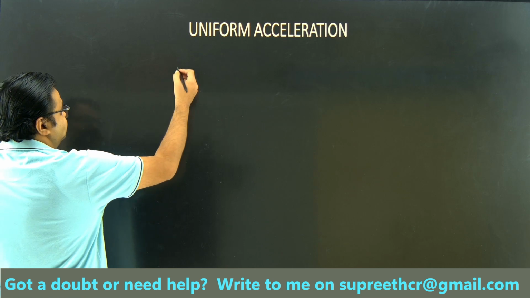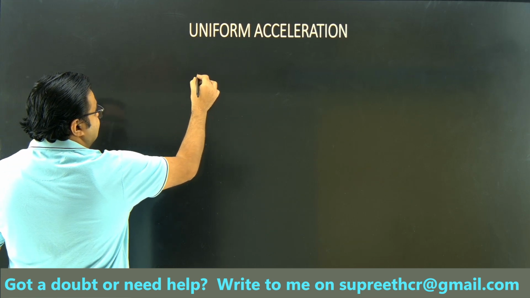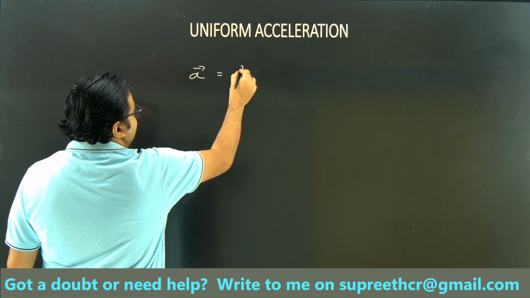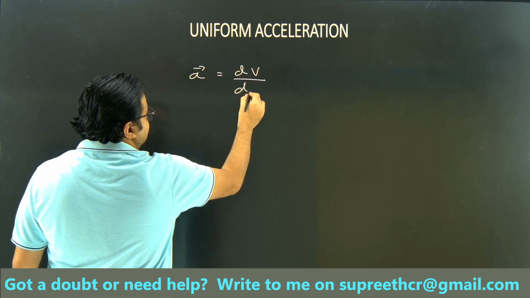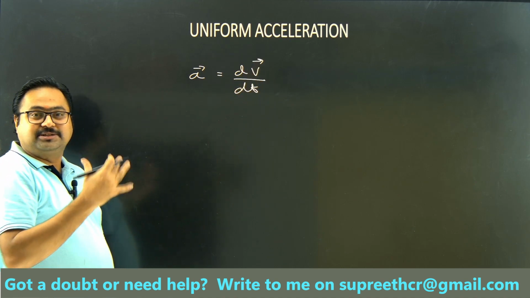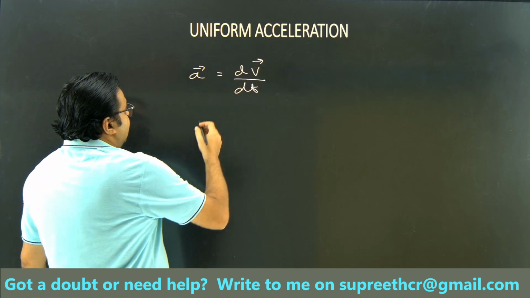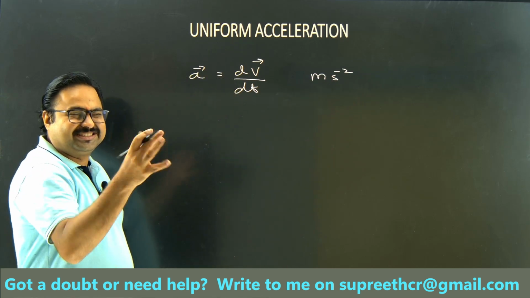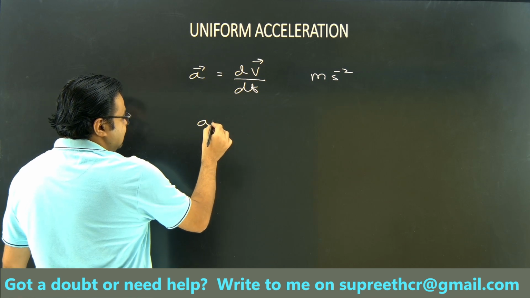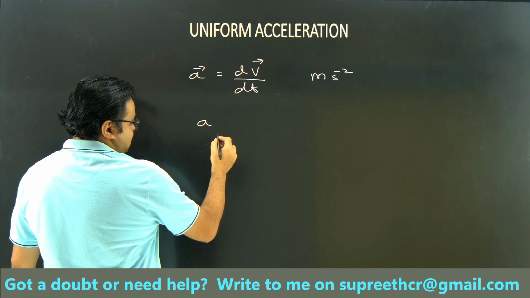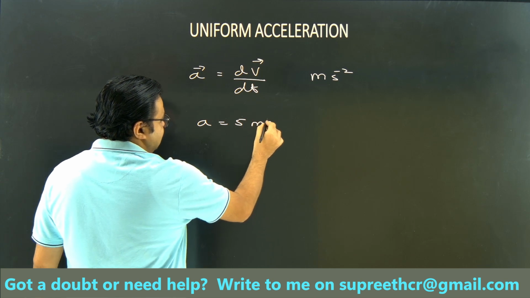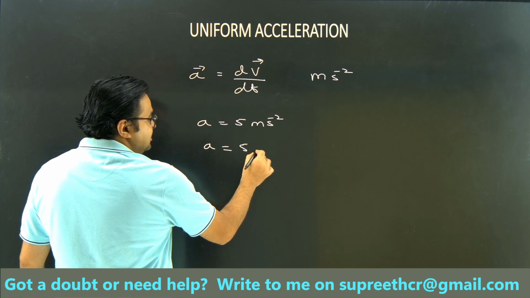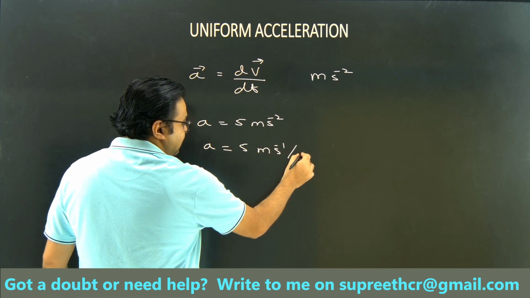So we have the acceleration being defined as the rate of change of velocity. That's what acceleration is defined as. Now, of course, the SI unit is meter per second square. This simply means that if the acceleration of a body is, let's say, 5 meter per second square, what it means is that the velocity of the body changes by 5 meter per second every second.